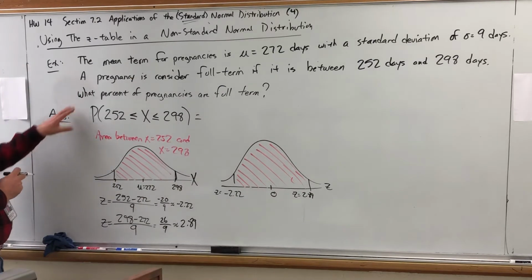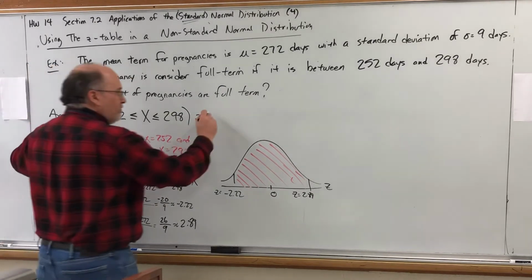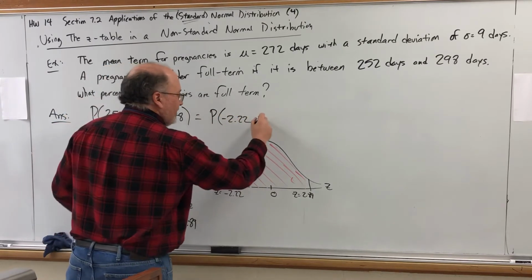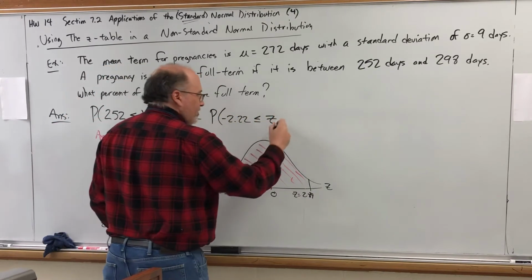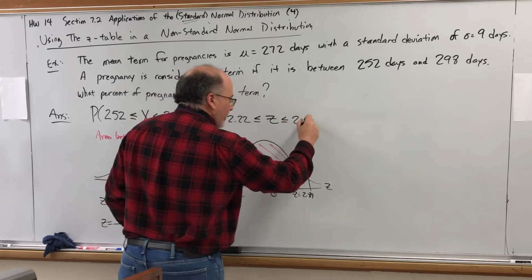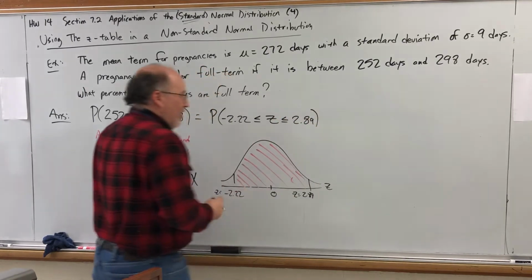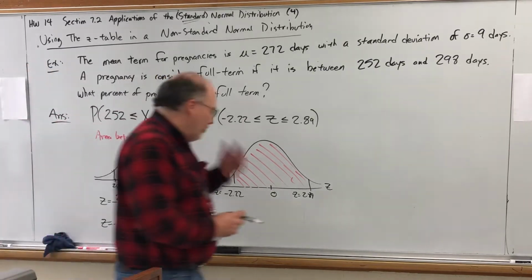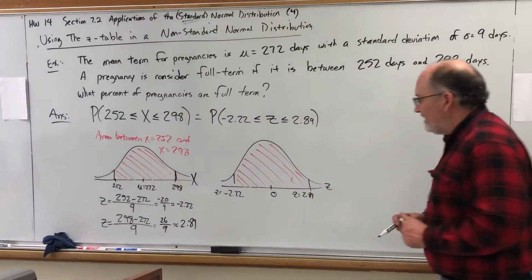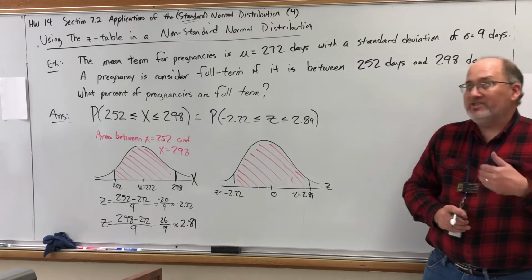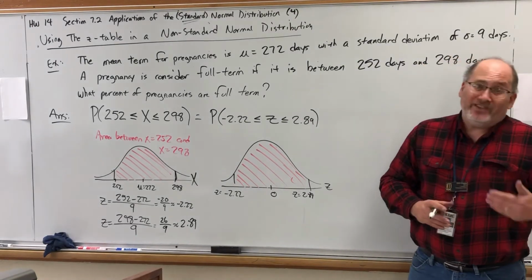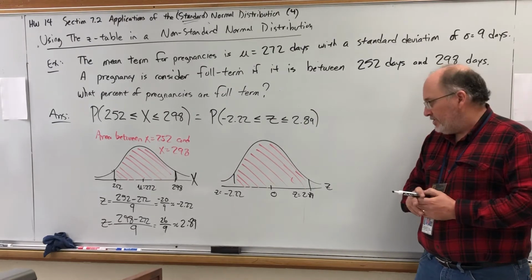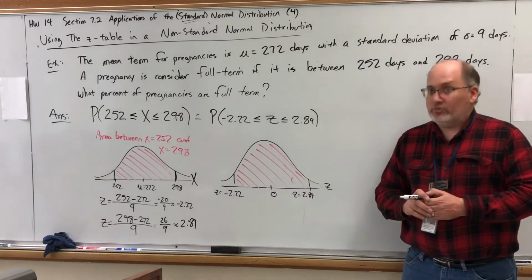Which means the corresponding probability question is the probability that negative 2.22 is less than or equal to z, which is less than or equal to 2.89. And now we have a z problem, and hence our z-table can be used to solve it. But do you remember how to find the area between two z values when all your z-table tells you is the area to the left of something? And the answer is, look up both areas and subtract them.